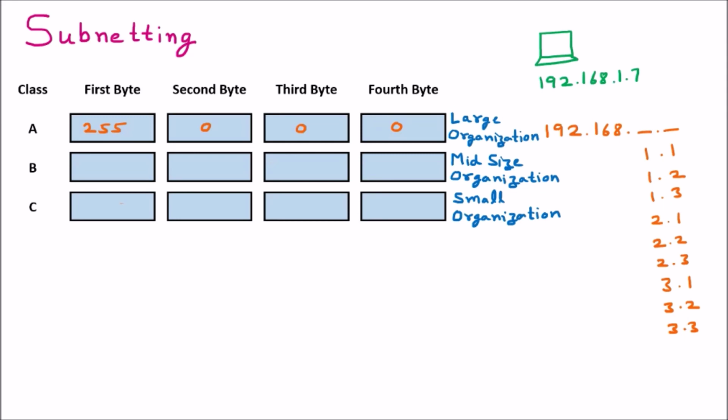And whenever you are dividing the IP of class B, then you take 2 times 255, that is 255.255.0.0. So that will be the subnet mask of class B. If you are dividing the IP of class C, then the subnet mask will be 255.255.255.0. So that will be the subnet mask of class C.